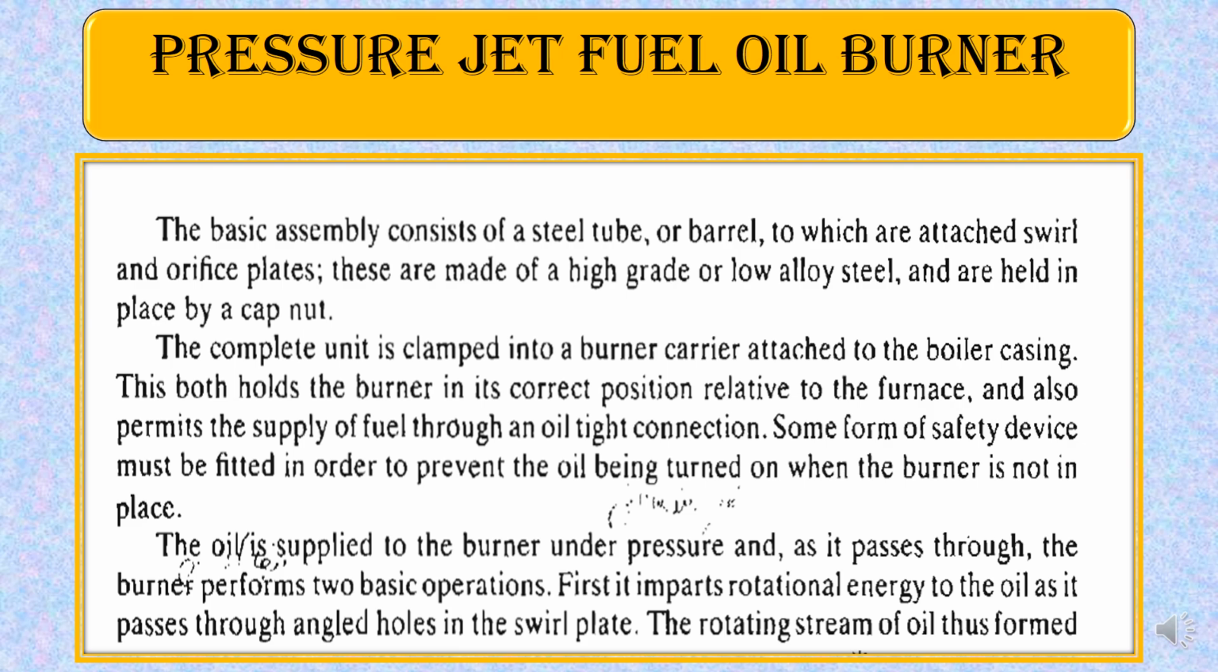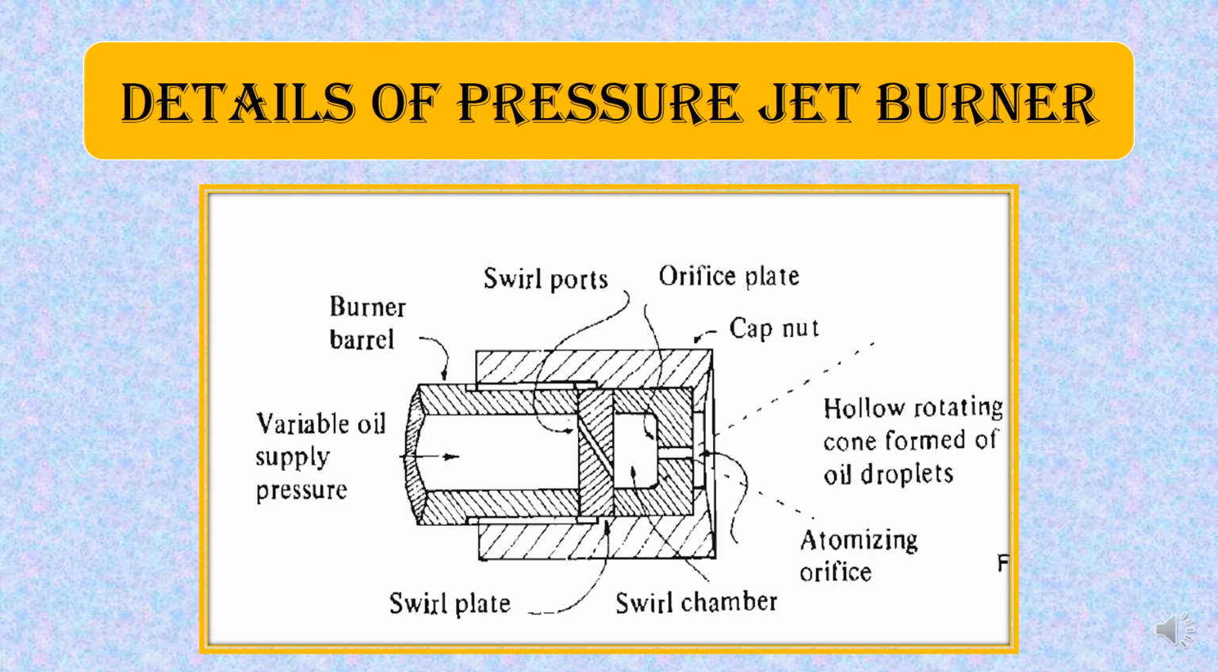As the oil is pressurized and passing through this, it is performing basically two major operations. Number one is the rotational energy, as I have told you, as the oil passes through the angled hole in the swirl plate. The swirl plate, which has the angled hole, imparts the rotational energy, and then this rotating oil passes through it.